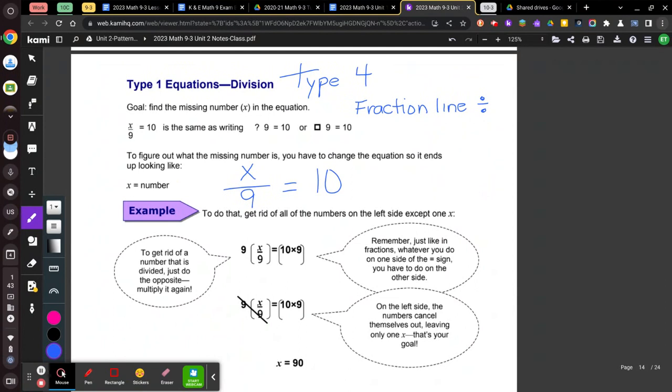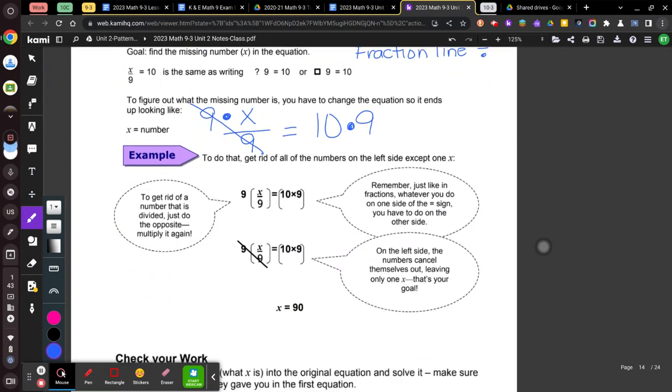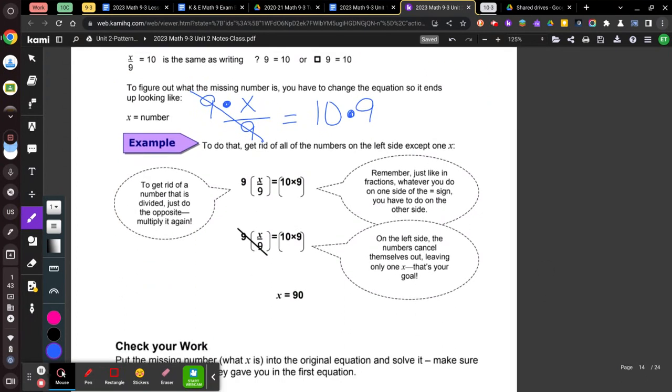So now to get something off the bottom, the opposite of dividing is timesing. So I would put a times sign and my 9. It disappears. So that means I got a times by 9 on the other side. So that means I'm going to get 9 times 10. That's going to give me my 90.